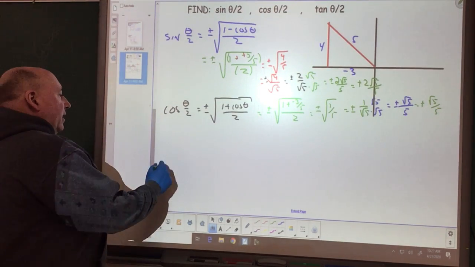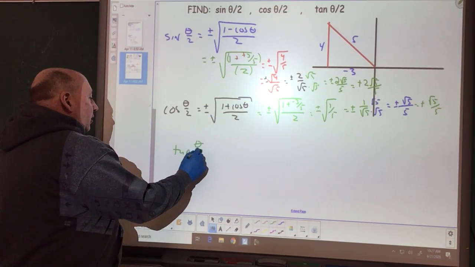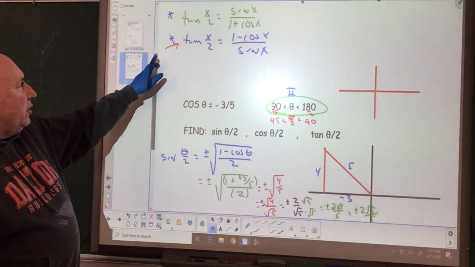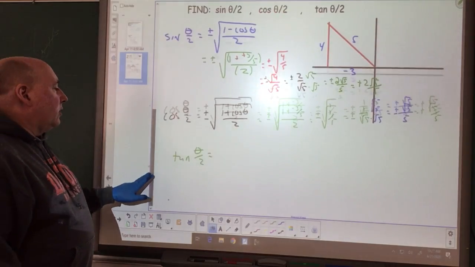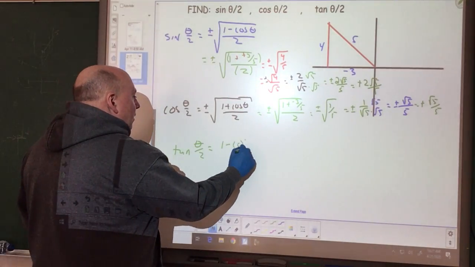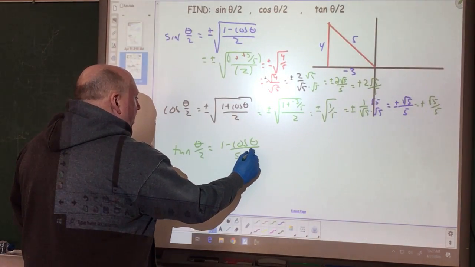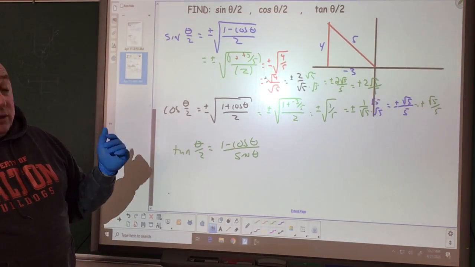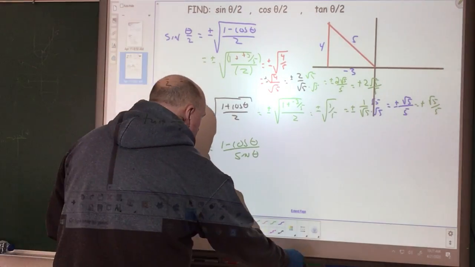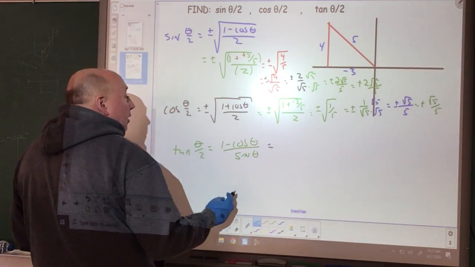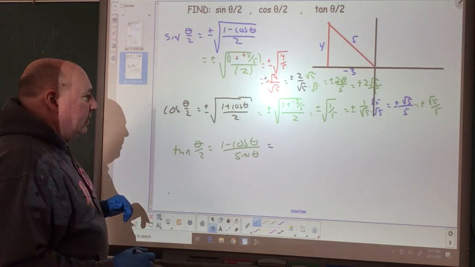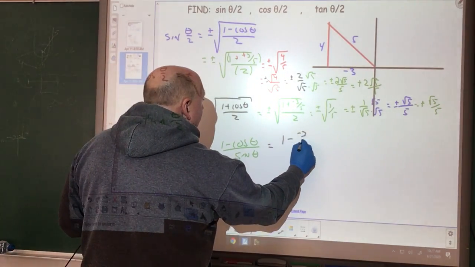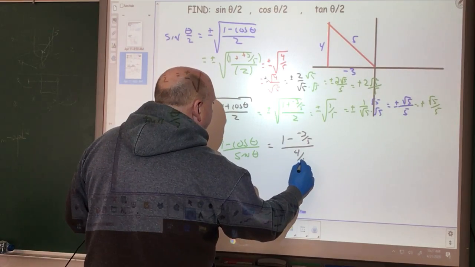Now the tangent of half theta, once again, you can use any of the formulas that you want up above. I suggest you use the last one here: 1 minus cosine theta over sine of theta. It'll make us use the cosine, that's fine. And I don't have to worry about radicals, which is nice. So we have 1 minus a negative 3 over 5, divided by 4 over 5.